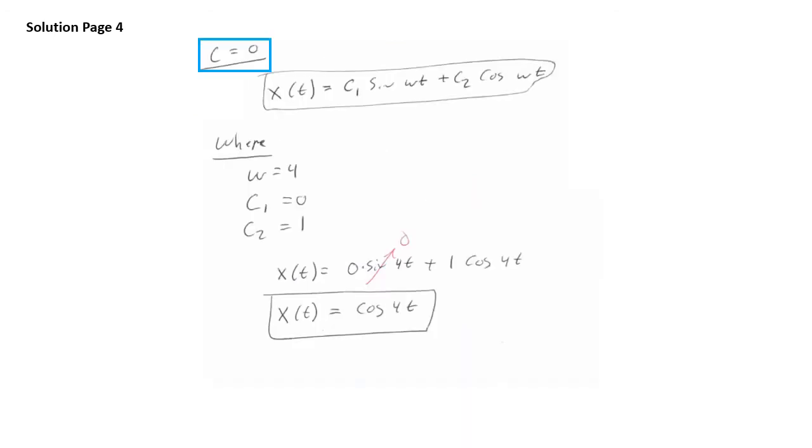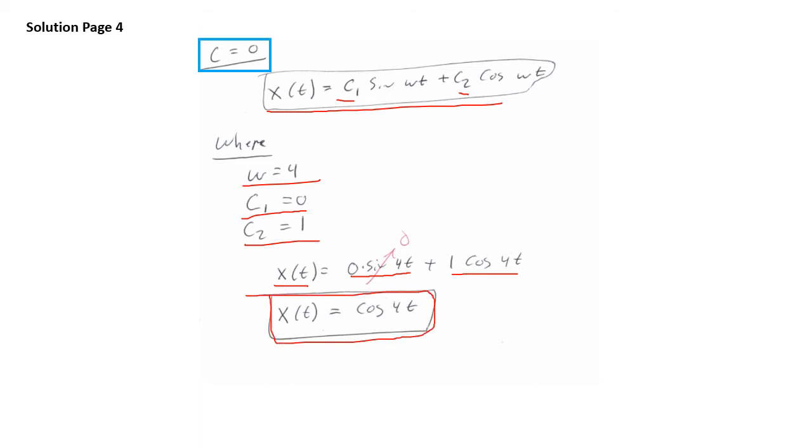So I can go back and plug into this general equation here. X of t is equal to c1 times the sine omega t plus c2 times the cosine of omega t, where my omega is 4, my c1 is now 0, and my c2 is 1. I can plug into that. X of t is equal to 0 times the sine of 4t plus 1 times the cosine of 4t. So I'm left with x of t is equal to the cosine of 4t for my solution when c is equal to 0.